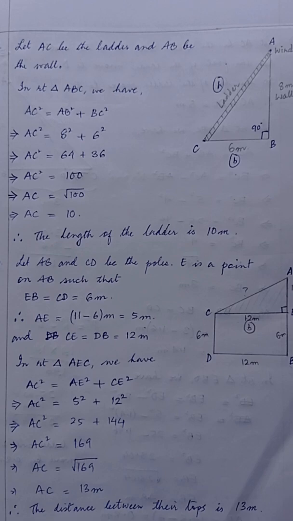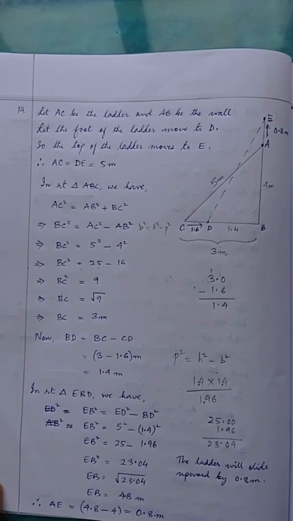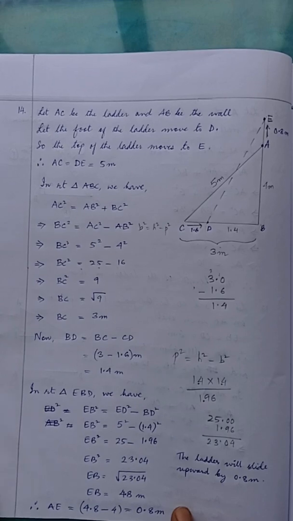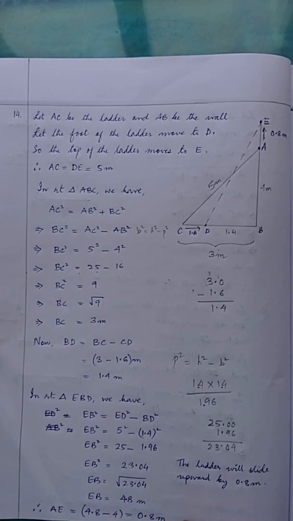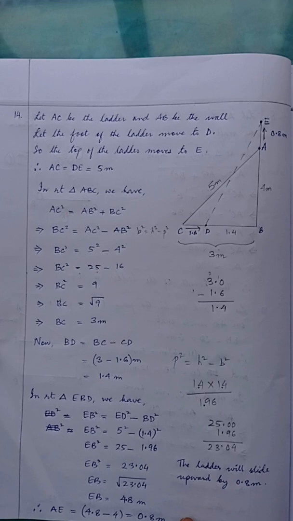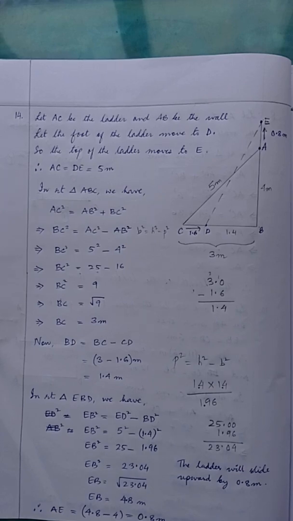So our next question will be to solve question number 14. We'll move to question number 14. Now in question number 14, we have a 5 meter long ladder. The question says a 5 meter long ladder is placed leaning towards a wall such that it reaches the wall at a point 4 meter high. If the foot of the ladder is moved 1.6 meter towards the wall, then find the distance by which the top of the ladder will slide upwards on the wall.